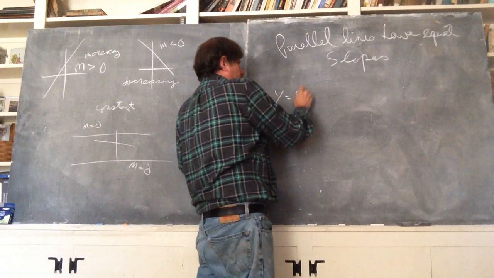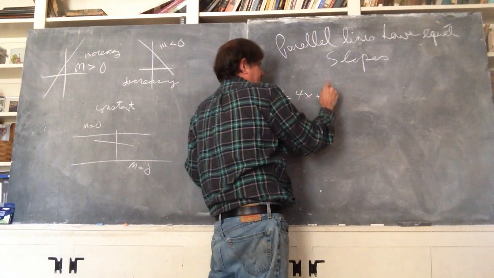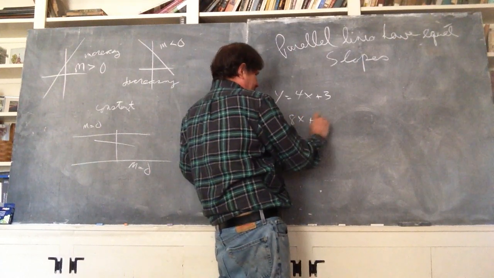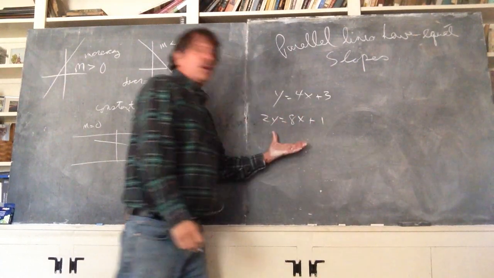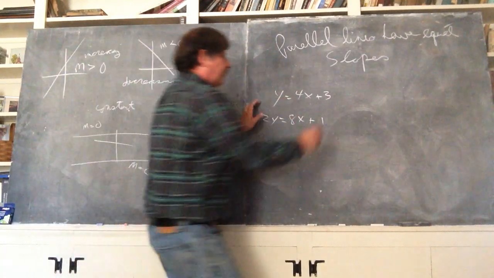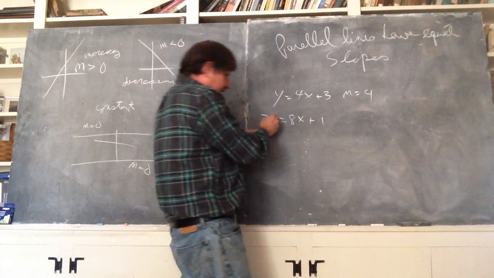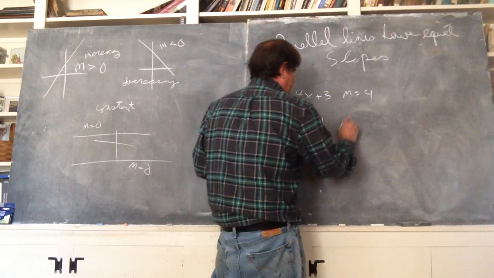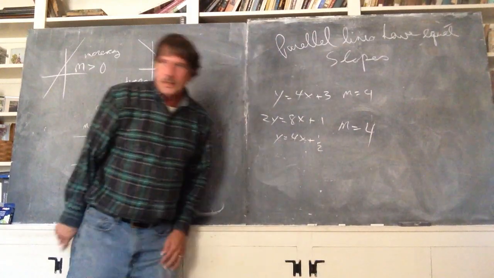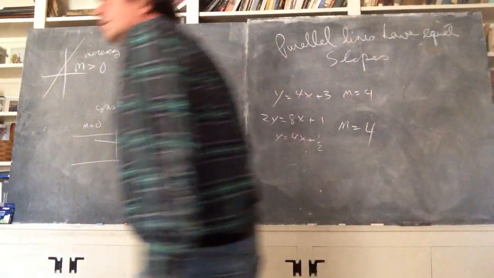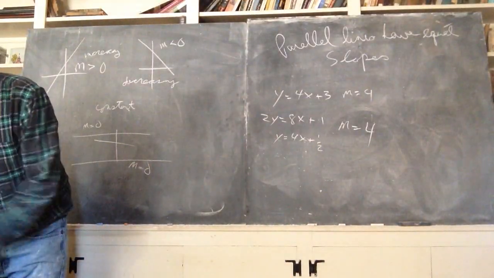Take y equals 4x plus 3, and 2y equals 8x plus 1. They're parallel. Because here the slope is 4, and here if I divide by 2, y equals 4x plus 1/2, the slope is 4. They're parallel lines. The slope of either one of them is 4.